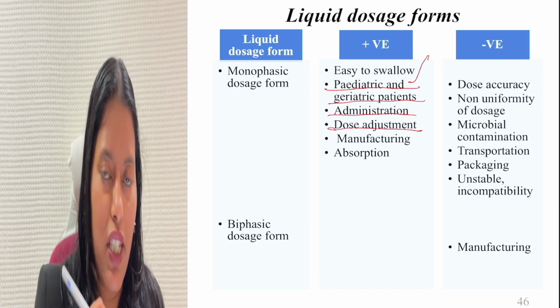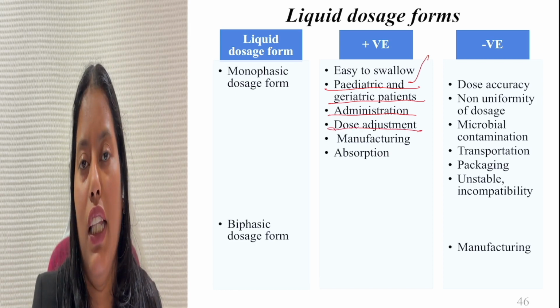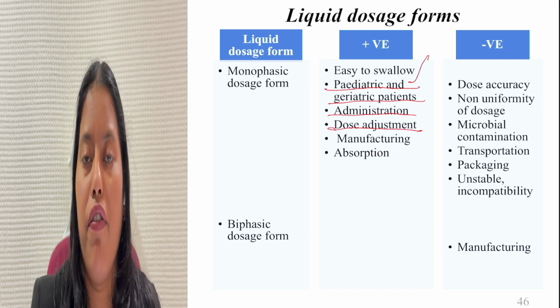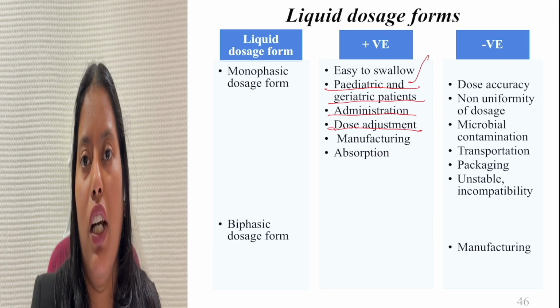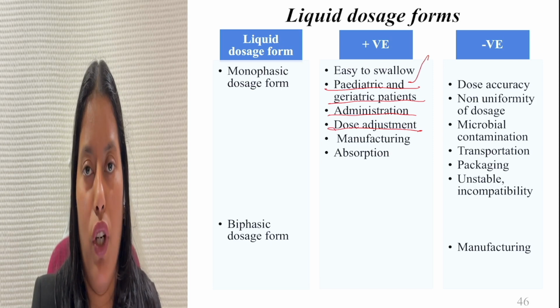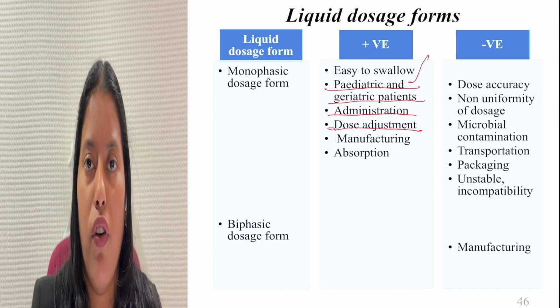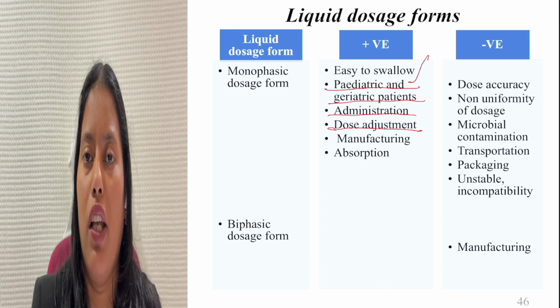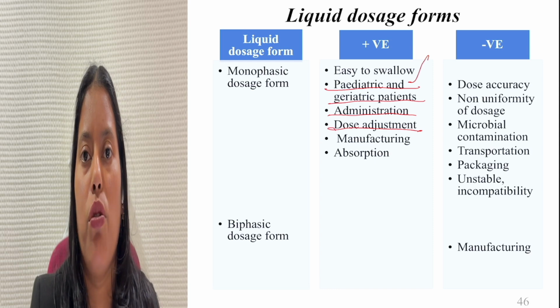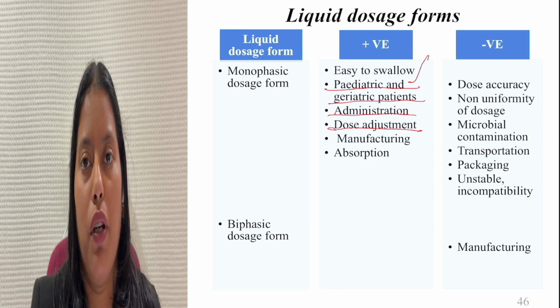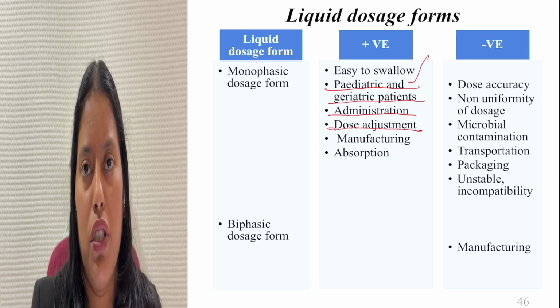Then the dose adjustment. As you know, in the liquid, the drug is distributed or solubilized. If 5 ml of the dose contains 100 milligram of the drug, and you decrease the volume of your dose, you can reduce the amount of drug you are giving to the patient. If you want to reduce the dose from 5 ml, you can give 2.5 ml, and from 100 milligram, you can give 50 milligram. So dose adjustment is possible for liquid dosage form.